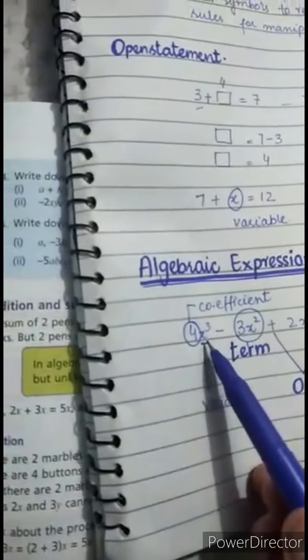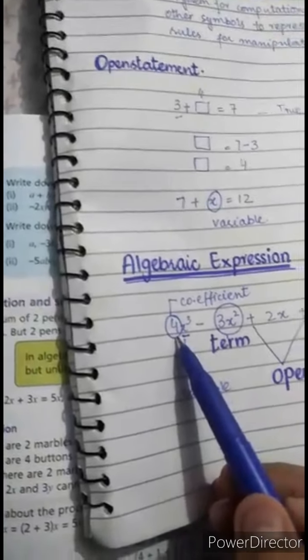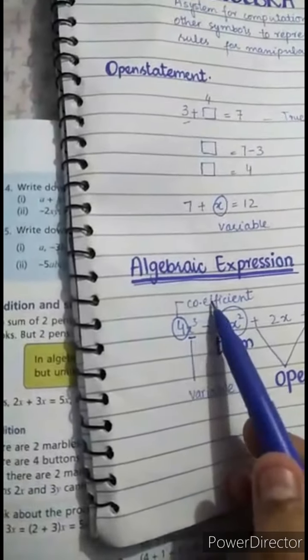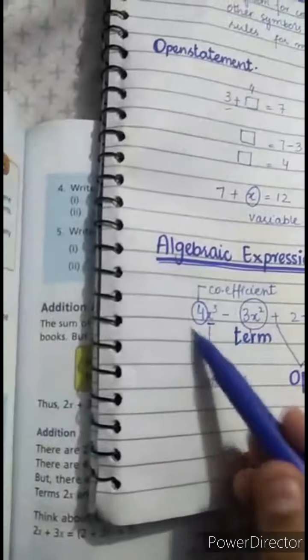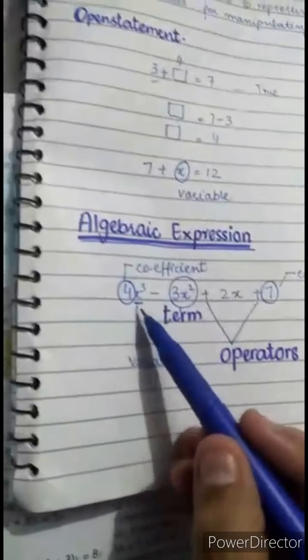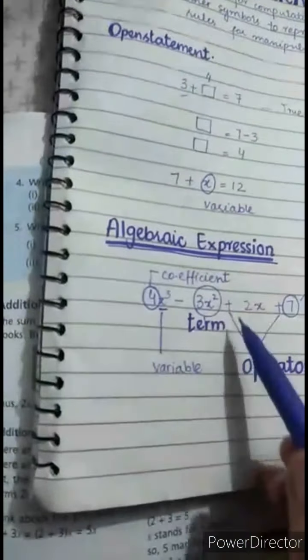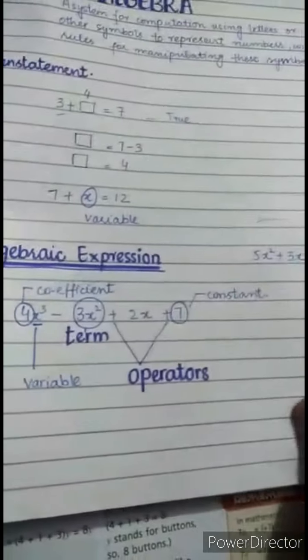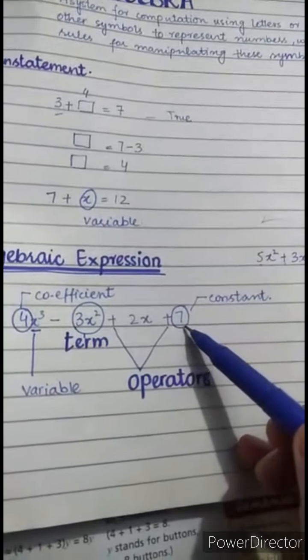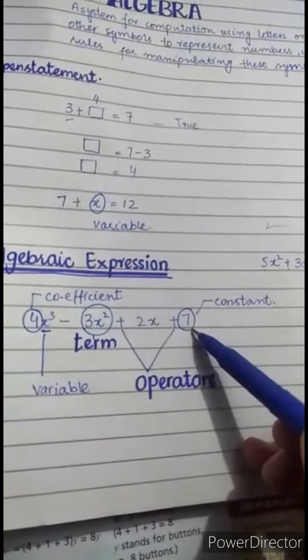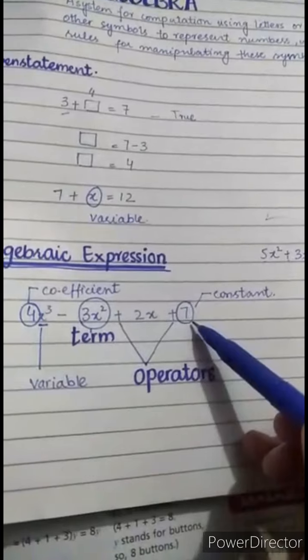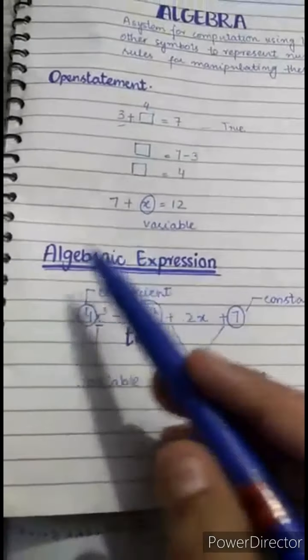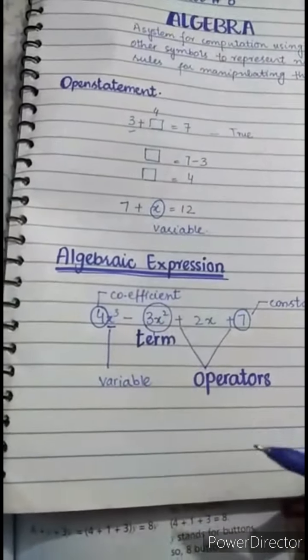In an algebraic expression, the value that is not known is known as a variable. The value before the unknown value, that is the variable, is known as the coefficient. The whole value before the operators is known as a term. The signs used in the algebraic expression are known as operators. The constant value, or the value that cannot be changed, is known as a constant. So these are the key terms for algebraic expression.